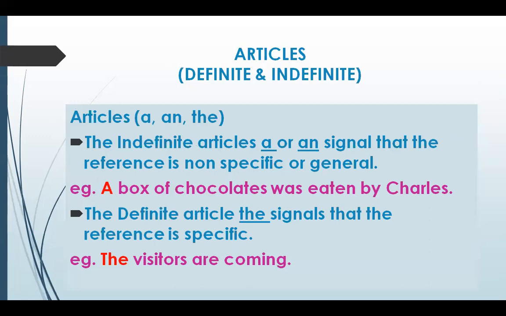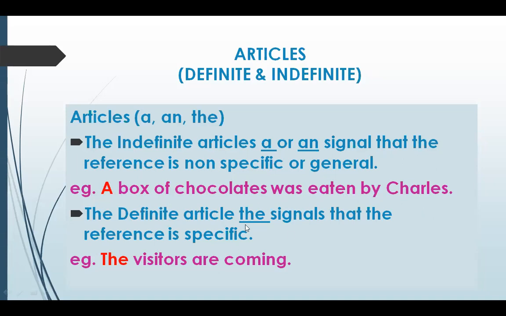Articles are classified in two groups, that is definite article and indefinite article. Articles a, an and the. So the indefinite articles, a or an, signal that the reference is non-specific or general. Like, a box of chocolates was eaten by Charles. So referring to any box. It could be any box which is full of chocolates that was eaten by Charles.